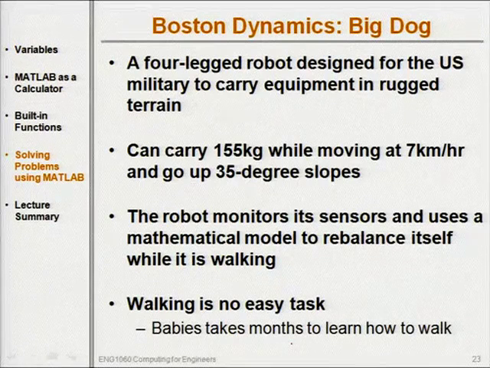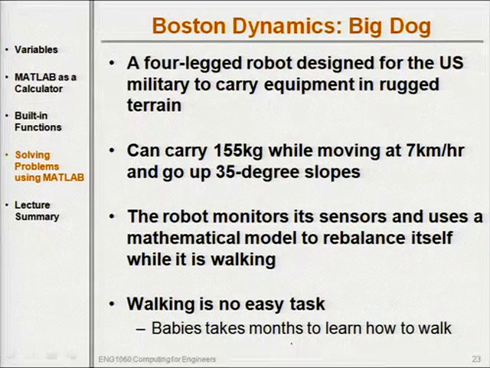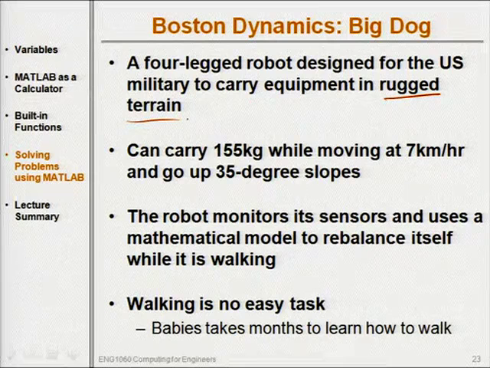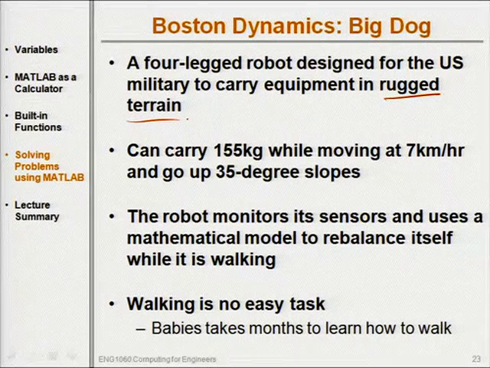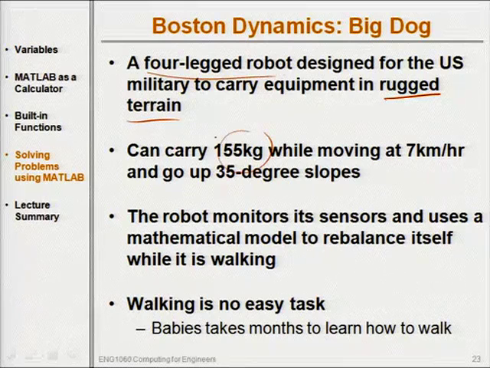Now, this is an example of where MATLAB is also handy. Designing a robot for the US military to carry equipment on Mars. That's basically what rugged terrain is, right? So how do you do that? The first step is you've got to establish what you want to do. So we want to create a four-legged robot. It has to carry 155 kilos while moving at 7 kilometres an hour, and it should be able to go up 35-degree slopes, with enough power to do that without toppling over.